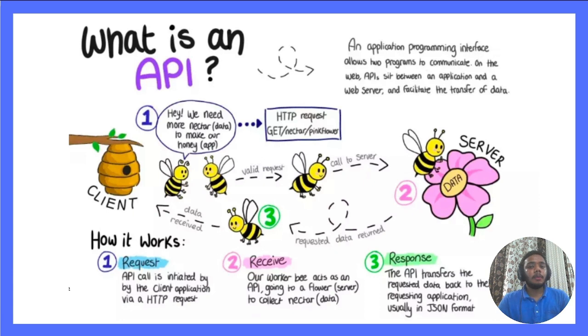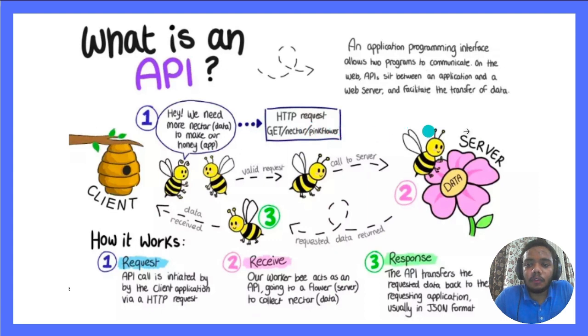So an API works in three major steps. First is request, second is receive, and third is response. The request is generated by the client. The server receives the request, and if the request is valid, then the server responds with the data that the client wants.